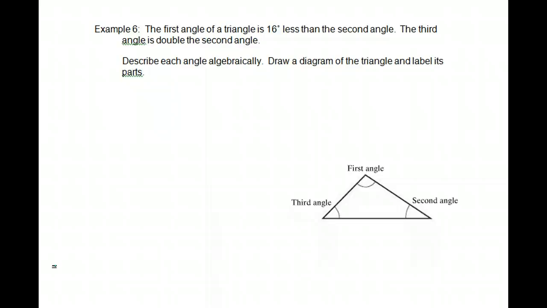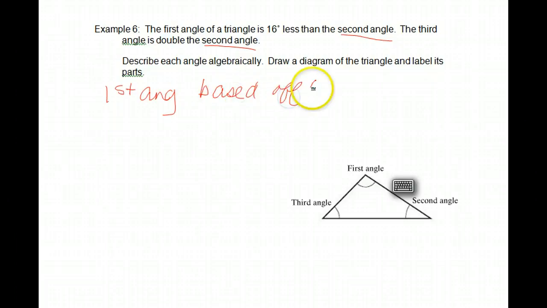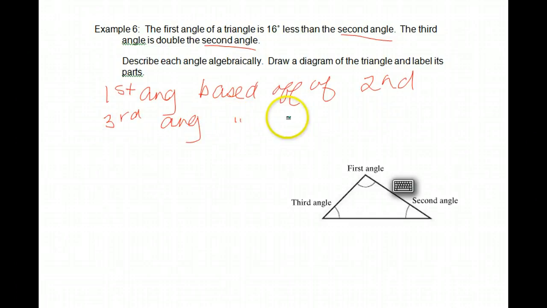Okay, by now everyone should have had an opportunity to complete example 6, and we should be ready to check our work. The problem tells us that the first angle is 16 less than the second. The third angle is double the second. So we know that the first angle is based off of the second. And we know that the third angle is based off of the second.